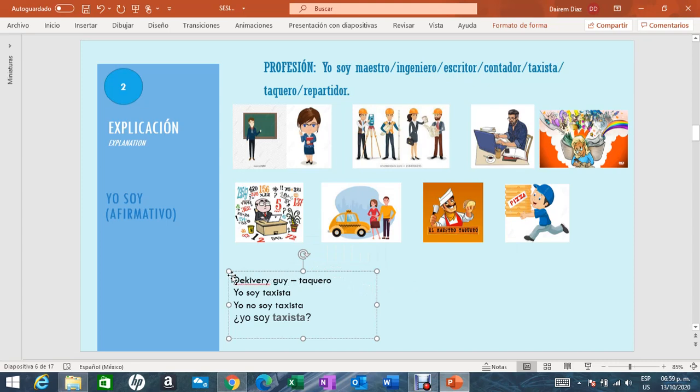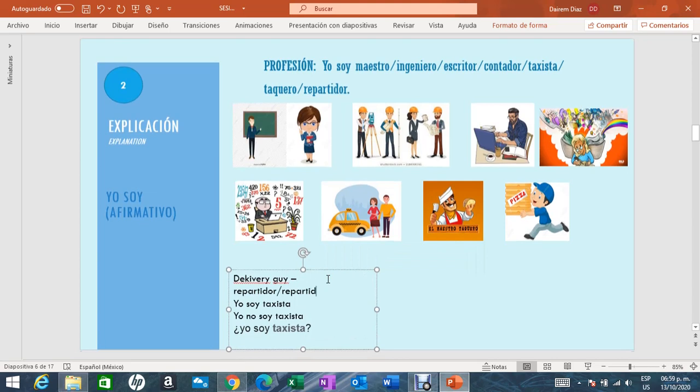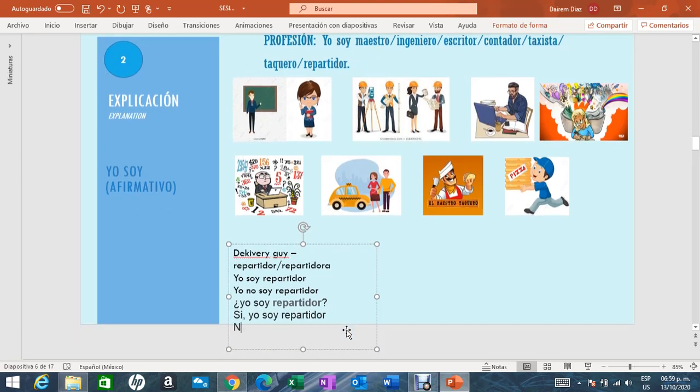And finally, delivery guy. Repartidor. In feminine, repartidora. Yo soy repartidor. Yo no soy repartidor. ¿Yo soy repartidor? And the answer is sí. Yo soy repartidor. No, yo no soy repartidor.